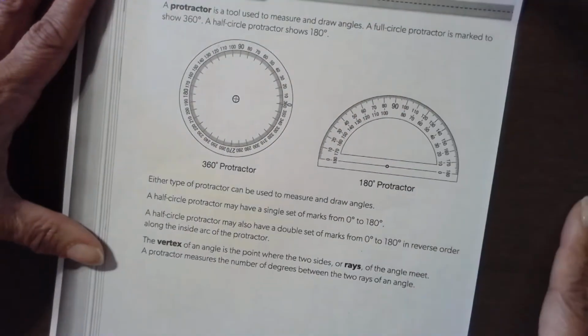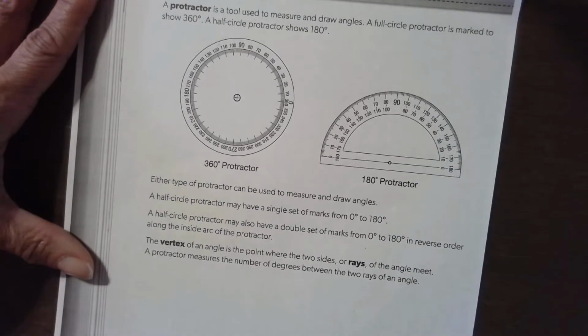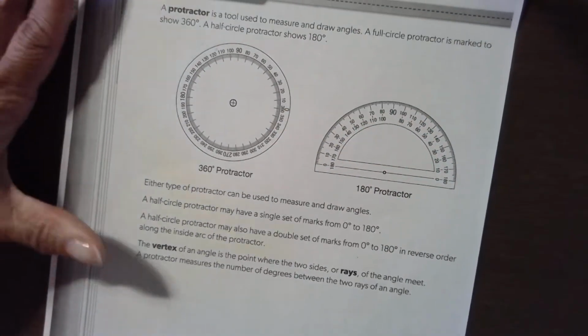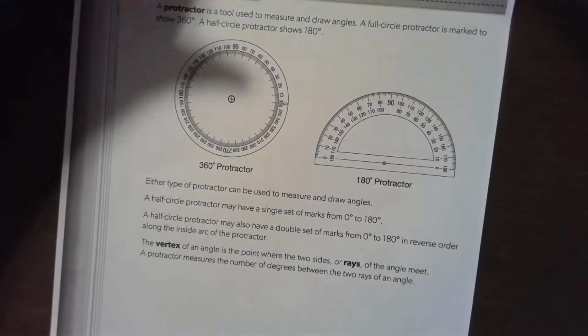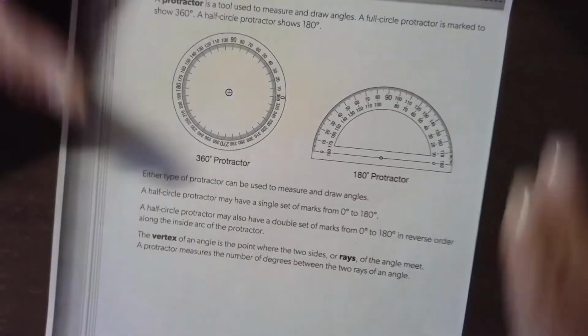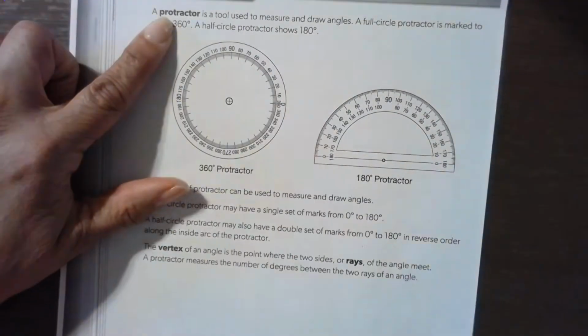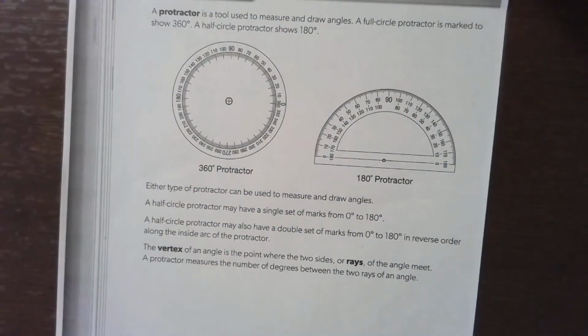So, to measure angles and to draw angles, we use a protractor. This is what my protractor looks like. It's okay if you don't have one at home, because when you answer questions, the protractor should already be on the page. So a protractor is a tool to use to measure angles.